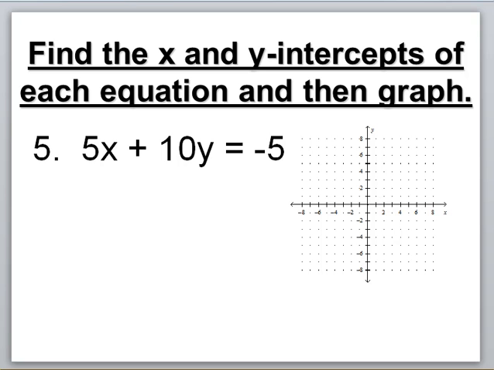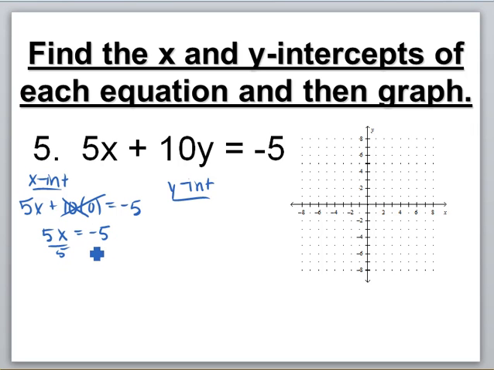The next example, let's find the x and y intercepts so we can graph it. So I have the x-intercepts and I have the y-intercepts. My x-intercept, I would say I have 5x plus 10 equals negative 5. 5x equals negative 5. Divided by 5 is negative 1. On the x-axis, we'll graph that here in just a minute.